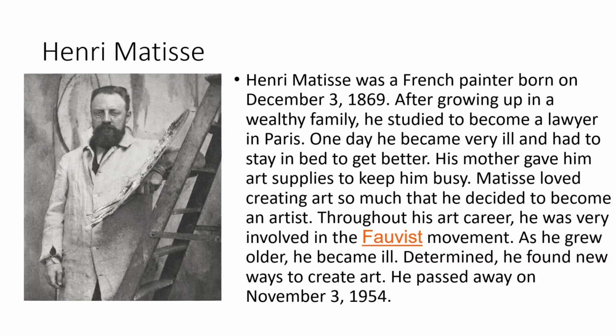The first artist we're going to talk about today is Henri Matisse. He was a French-born painter. Again, he was born in 1869. He would be 151 years old right now. I only know that because I'm 51 and I was born in 1969. So he would be 151 if he were alive today.